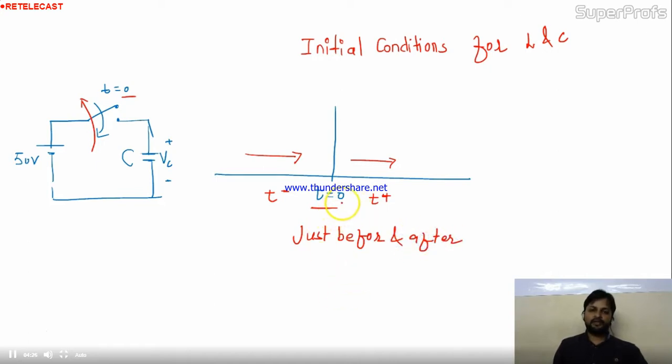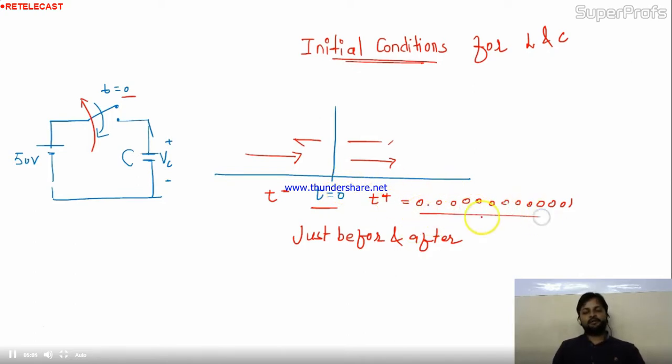Means I'm talking, if this is t equal to 0, so t plus means this is 0.000000001 kind of thing. It's almost 0. This is a limit kind of thing. I'm talking at t equal to 0 only. If my face will be in this direction, I'll say I'm looking at t plus. If my face will be in this direction, I'll say I'm looking at t minus. So this initial condition theory is completely based on t equal to 0 only. So t plus means a very small amount of time.